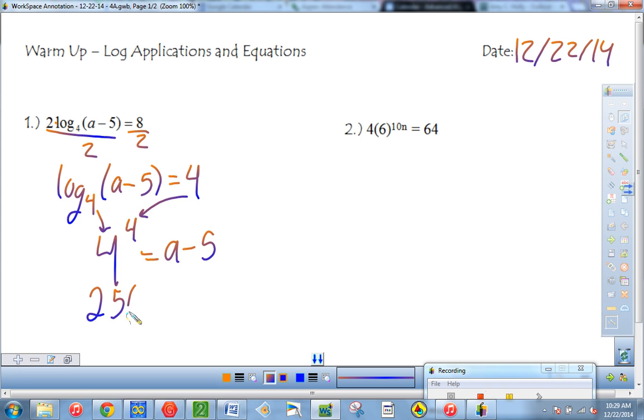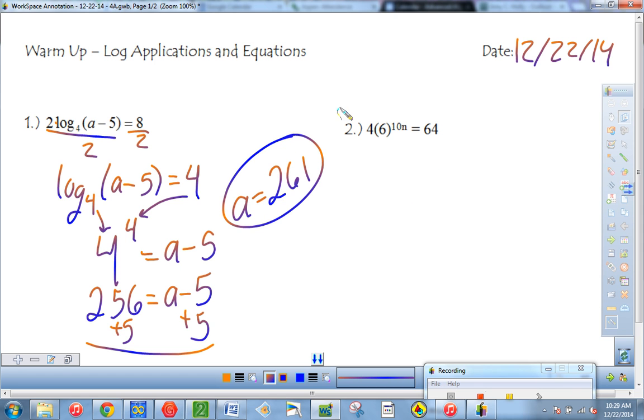Are you trying to get log by itself? We're getting a by itself. First you get log by itself. That's why we divide by 2. And then we get a by itself. Alright, and then what do we do? Add the 5 over. So what does a equal? 261.